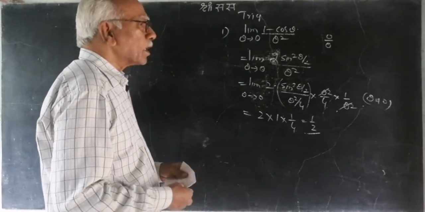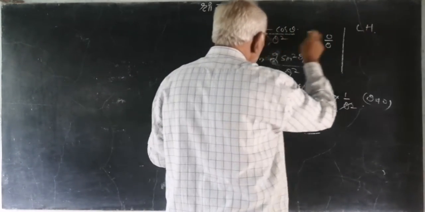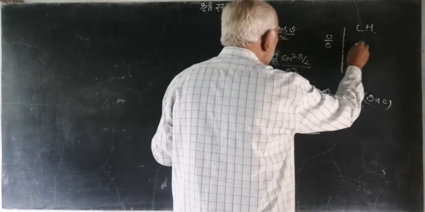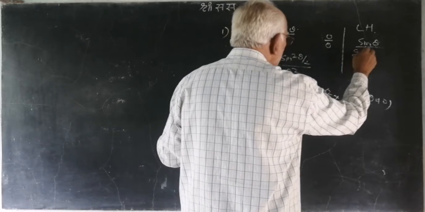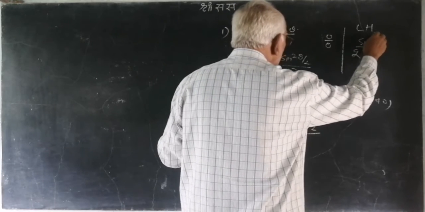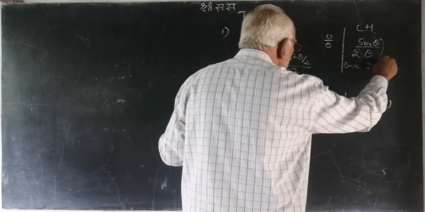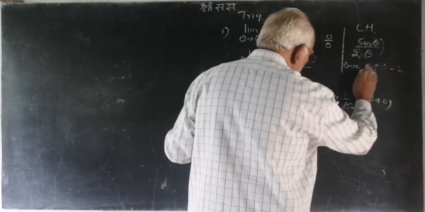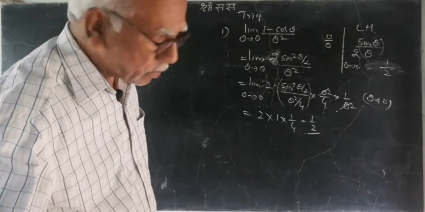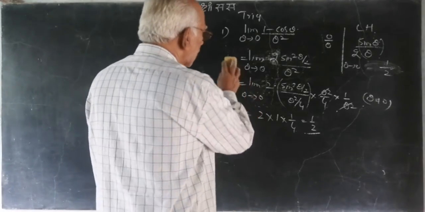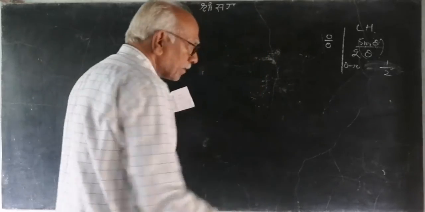Here also you can use L'Hospital's rule. So if we use L'Hospital's rule, the differentiation of 1 is 0, minus cos theta differentiation is plus sin theta, and theta square differentiation with respect to theta is 2 theta. So as theta tends to 0, sin theta by theta is 1, so it becomes 2 in the denominator. So 1 upon 2 will be the answer. The remaining part is 1 by 2.